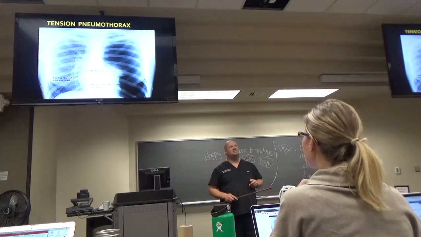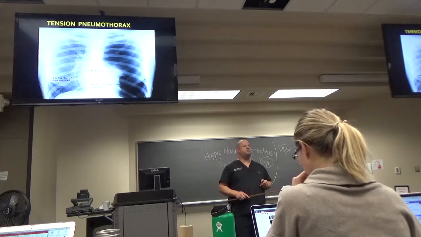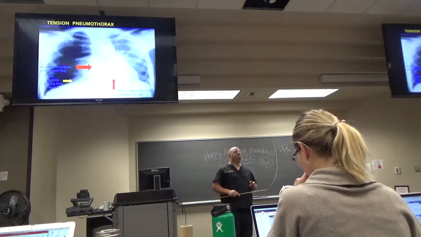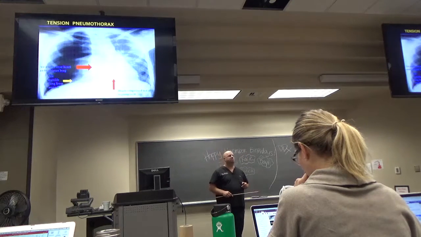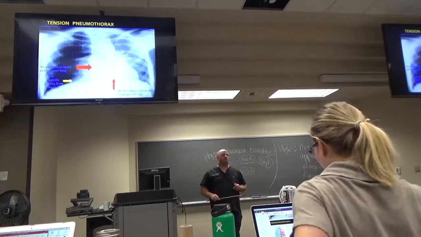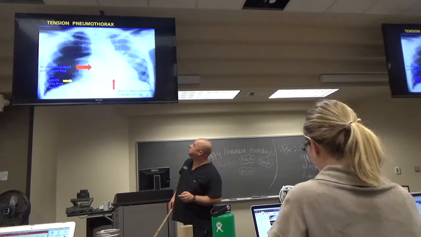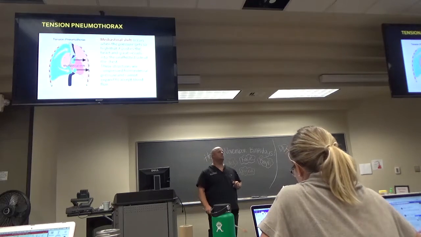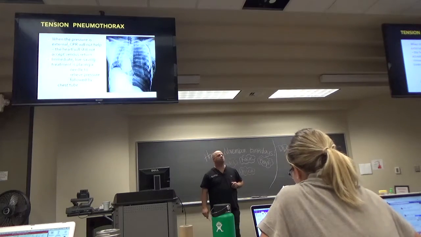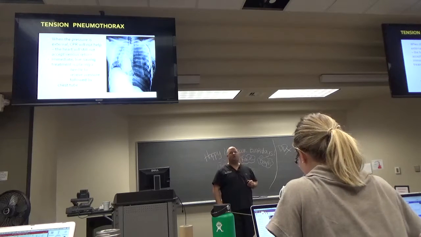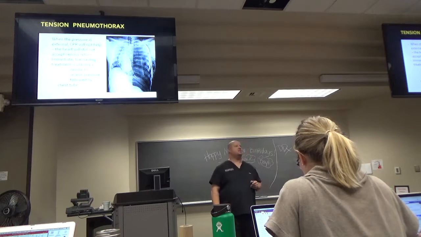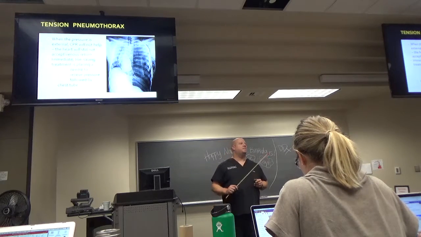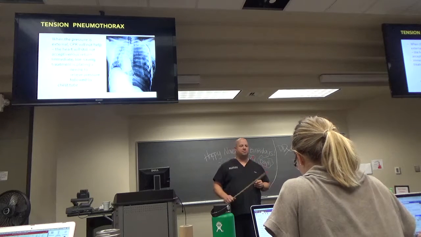So, I mean, this isn't an awful tension pneumothorax. We see a little bit of mediastinal shift. See the mediastinal shadow shift and the tracheal deviation. Okay. You see this, you're like, holy crap, okay? This is a chest x-ray, you see. You know, it's one of those things, too.